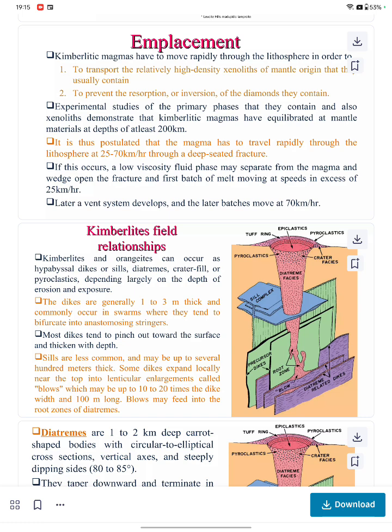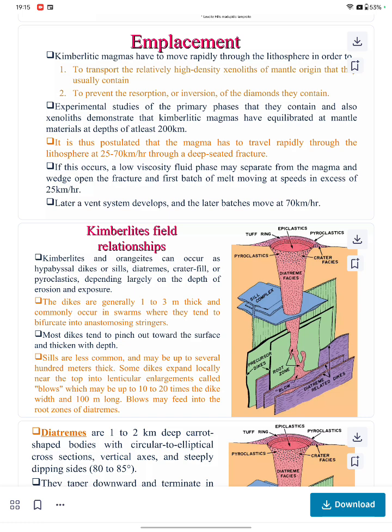Experimental studies of the primary phases that they contain also generally demonstrate that kimberlitic magmas have equilibrated with mantle material at a depth of 200 km. So it is postulated that the magma has to travel rapidly through the lithosphere, with a speed of 20 to 70 km per hour, through a deep-seated fracture.